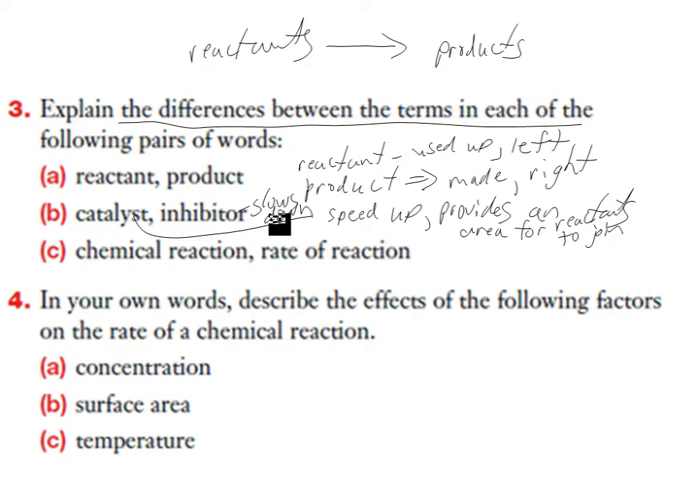What's the difference between a chemical reaction and the rate of reaction? A chemical reaction is an interaction between reactants and products, whereas the rate of a reaction is how fast products are produced.